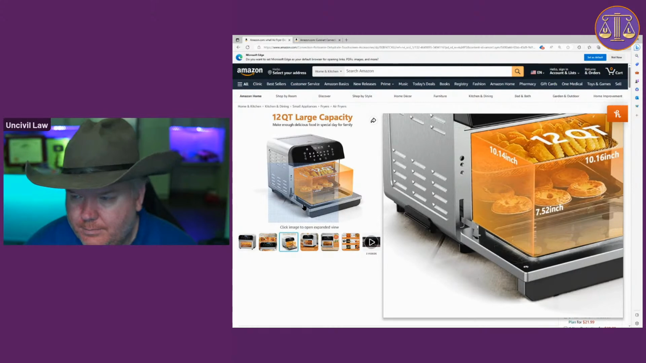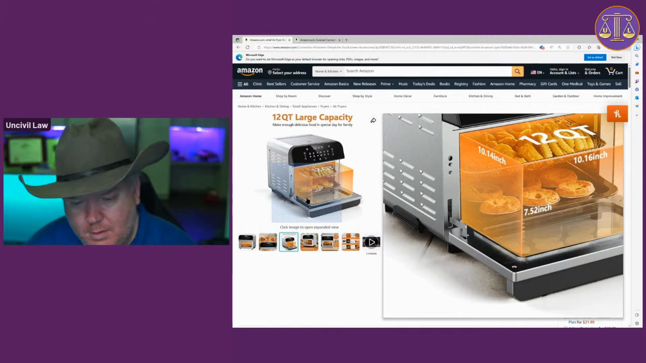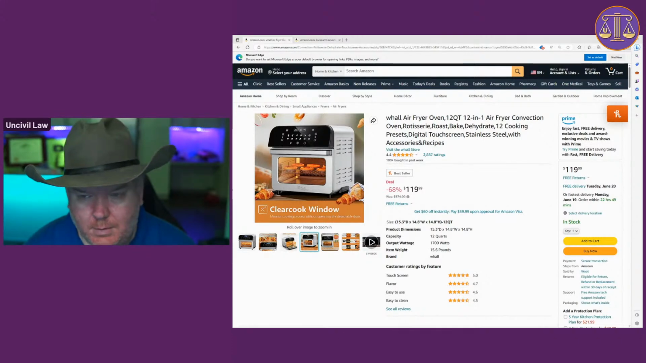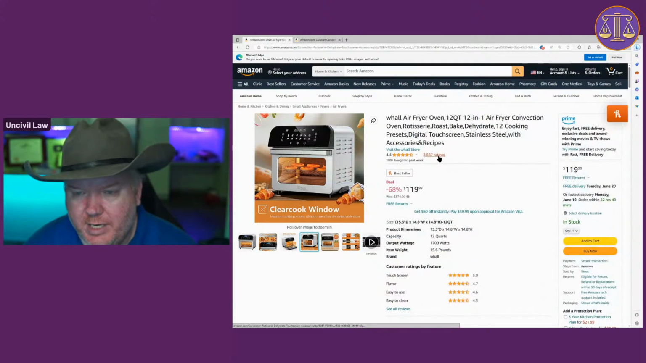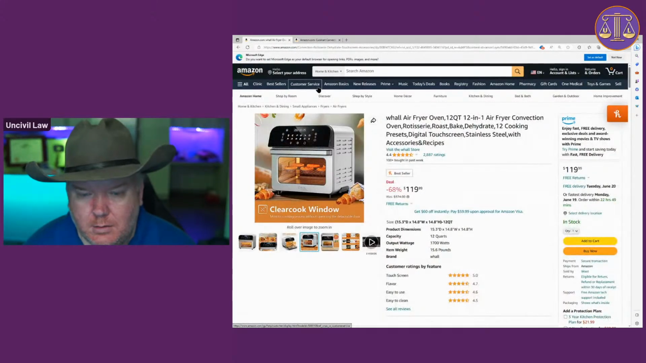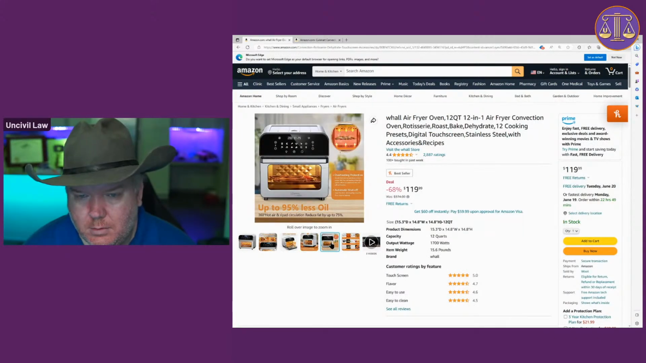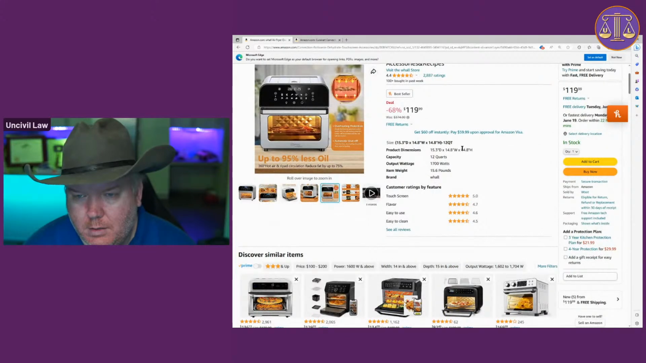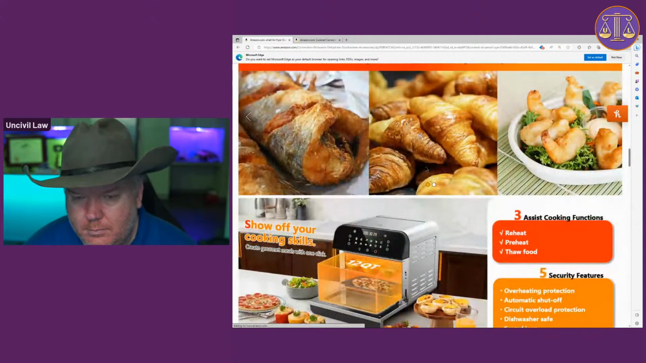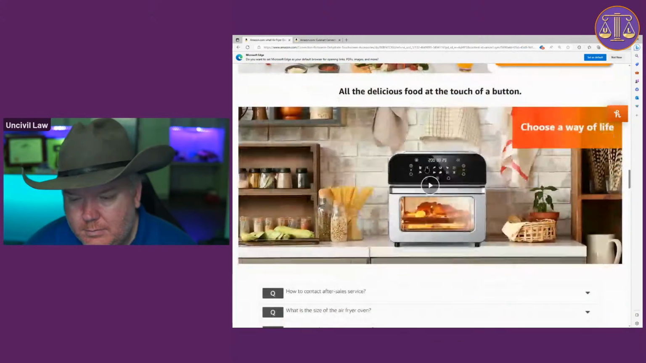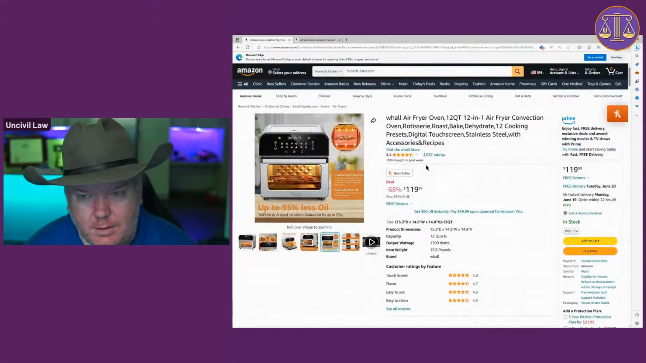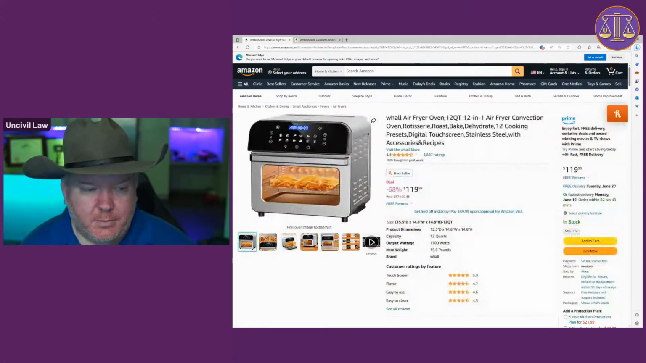12 quart. You have this air fryer, Sandra. You have this wall one. So yeah, this has 2,800 ratings, 4.4. This is 4.5 with 3,800 ratings. So it's pretty close. 1,700 watt. What do we think? And it's on sale. Yeah, what do we think?